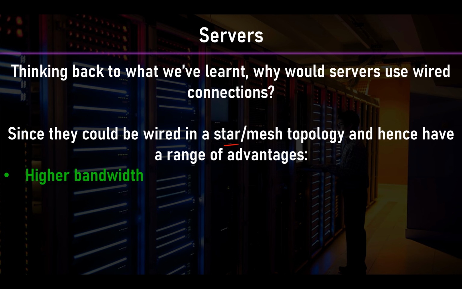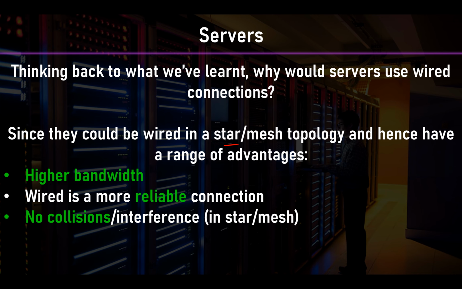One, we're going to have higher bandwidth, of course, faster than wireless communication. It's also more reliable, it's going to drop less, with less interference. So no collisions, no interference, of course, if we're in a star or mesh topology. If we're in a bus topology, there will be interference. Although even these days, a bus topology can be wired in a way where there's no interference. If we're using full duplex wires, then a bus topology is also not going to have collisions.